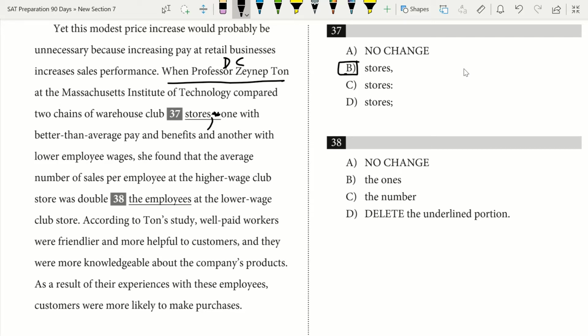Now one thing that you can use to tell when you have an introductory dependent clause like this, keep in mind the word introductory just means it's at the start of your sentence, is if you have a subordinating conjunction. In this case, when is a subordinating conjunction. You can look up a list of subordinating conjunctions on Google and take a look at those to familiarize yourself with them. I would recommend doing that after watching this video. So you have when Professor Zeynep Tan at the Massachusetts Institute of Technology compared two chains of warehouse club stores. That's my introductory dependent clause. After that, I must have a comma. Okay, so that's your first tip.